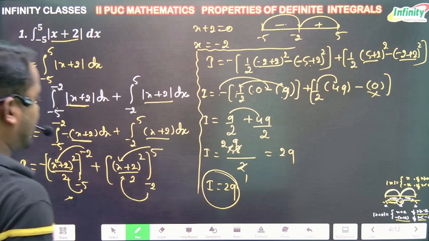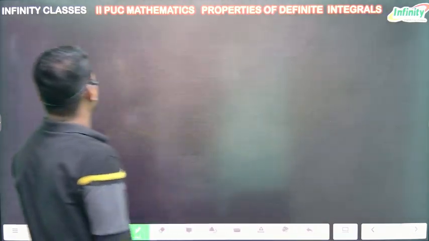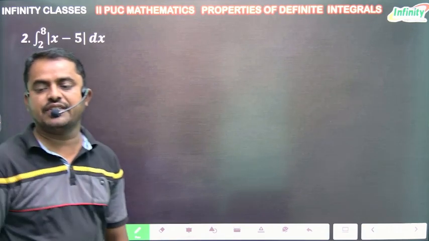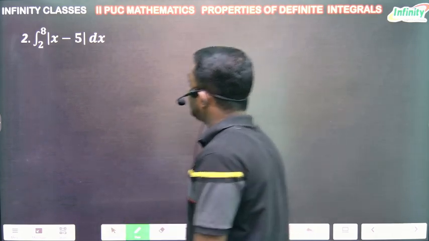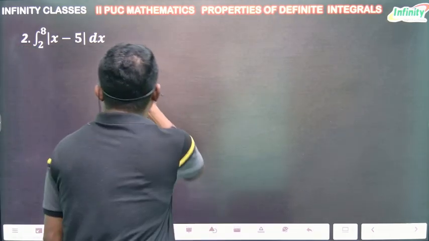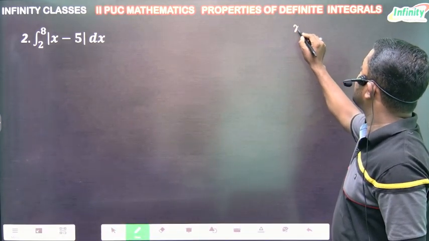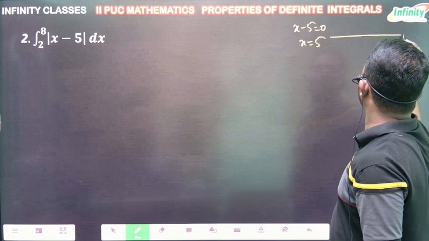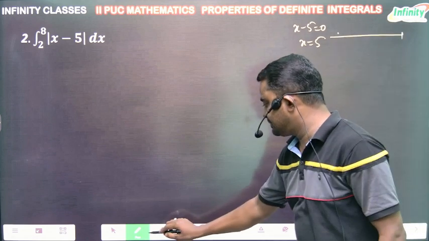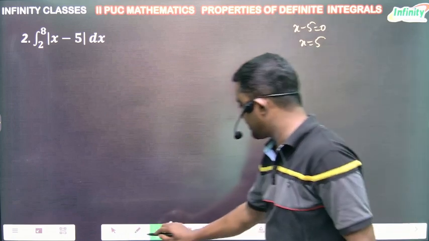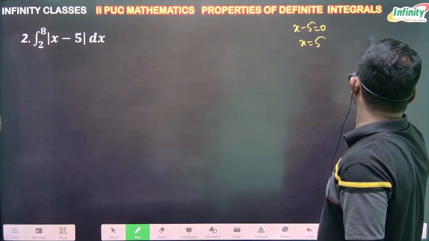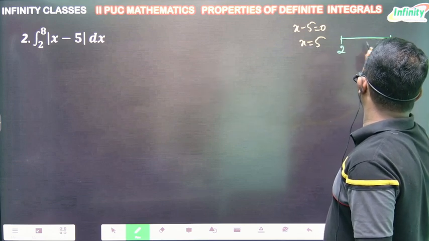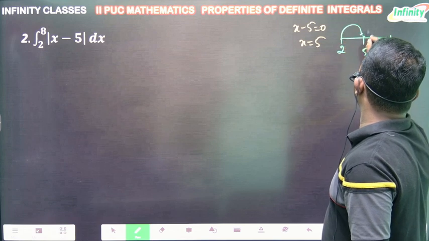So moving to the next problem. See here, on the same property only we are moving now. So integration of 2 to 8 mod of x minus 5 dx. Let us see here, first we have to take x minus 5 is equal to 0, x is equal to 5. So we are applying the breaking of limit property. So breaking of limits here, that is 2 to 8, and in between is 5, 2 to 5, then 5 to 8.